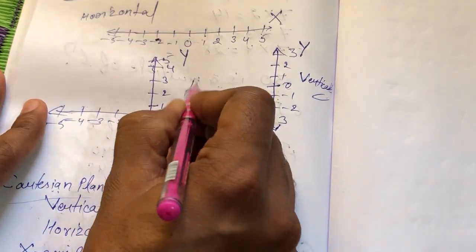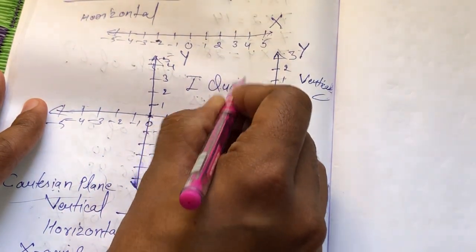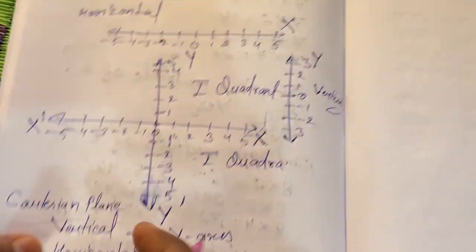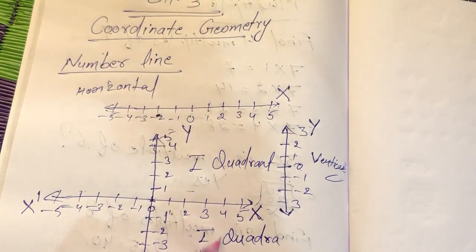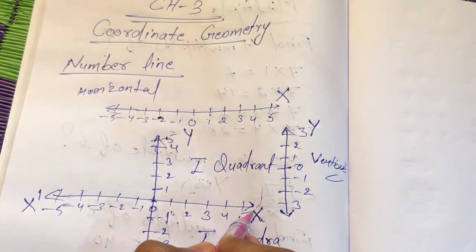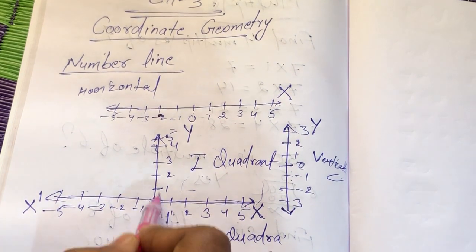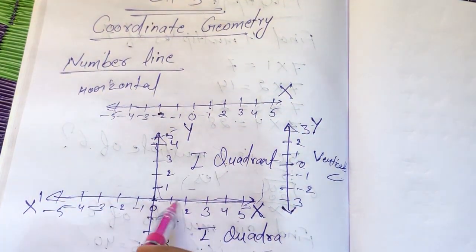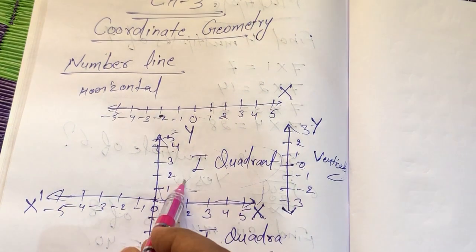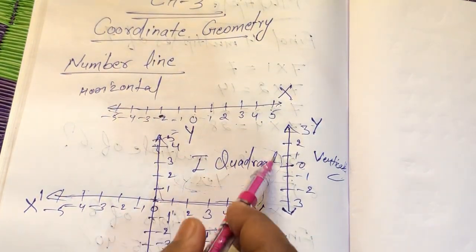It is the first quadrant. I have written it somewhere down, no? See, where these are the positive x-axis and these are the positive y-axis, that means it is the first quadrant. You can see the first quadrant here.